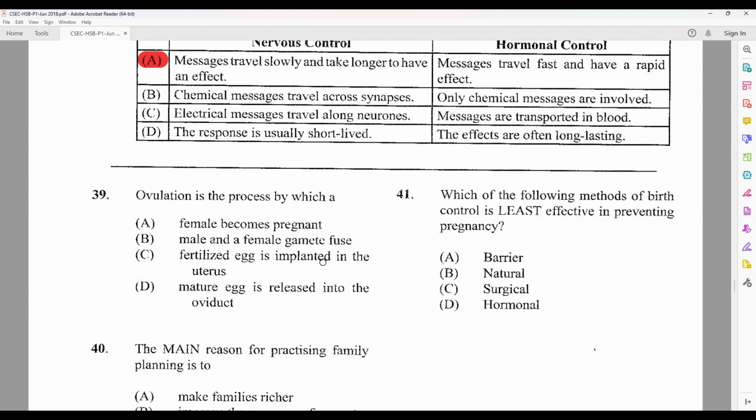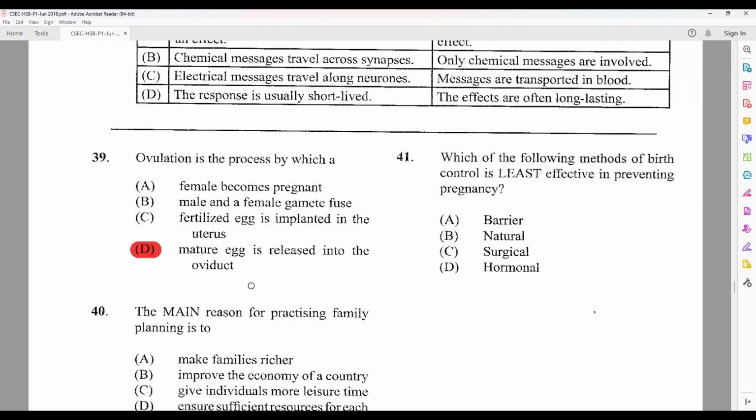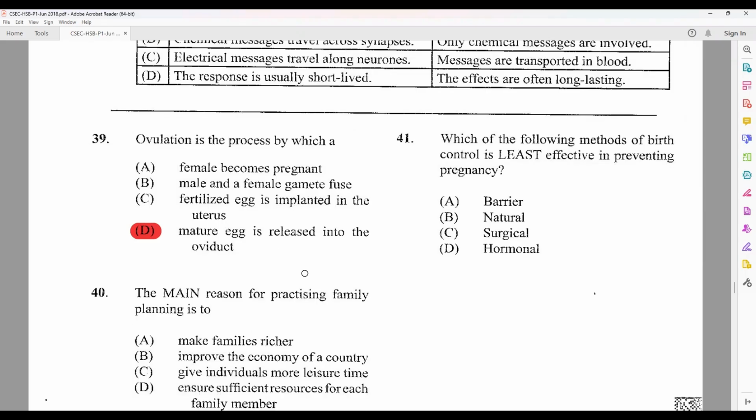Ovulation is the process by which a mature egg is released into the oviduct. Another word for oviduct is fallopian tubes. They can use them interchangeably, so it would be wise to know both.